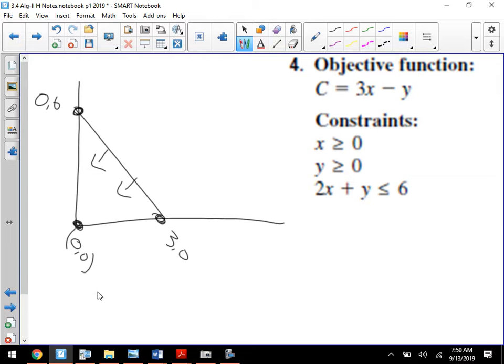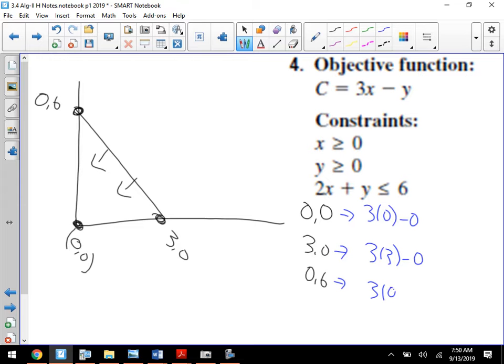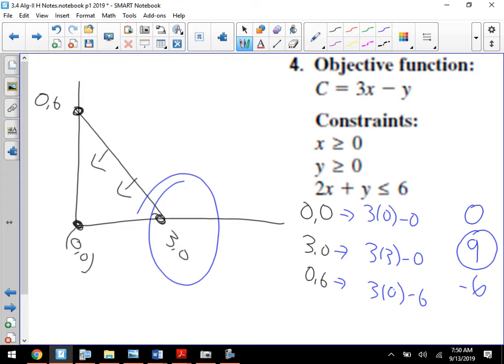So you've got your ordered pairs: (0, 0), (3, 0), and (0, 6). We substitute into our objective, and you get 0, 9, and negative 6. Where's the maximum? 9. The maximum value is 9. Where it occurs is at the ordered pair. Remember, the value is the maximum; where it occurs is the ordered pair.